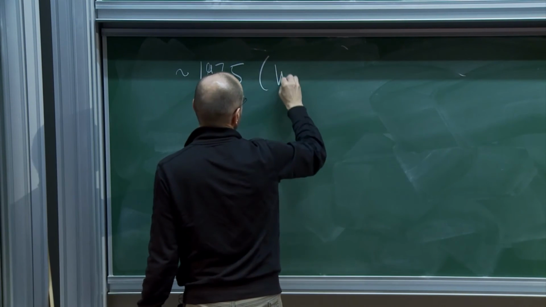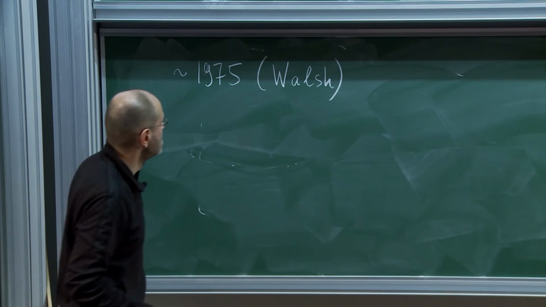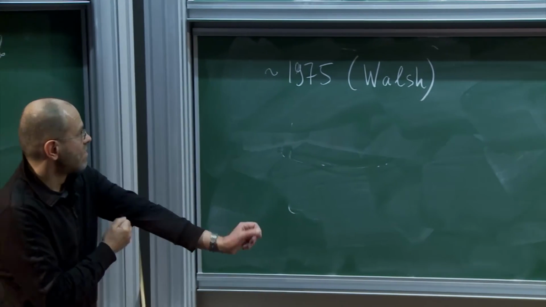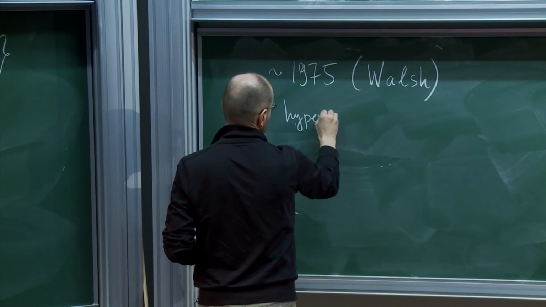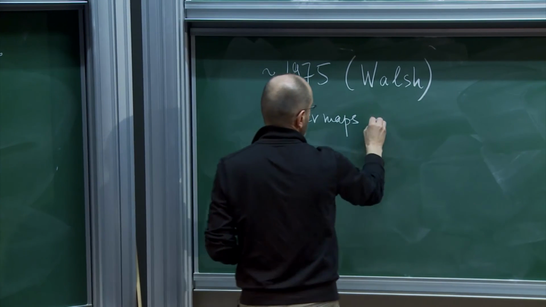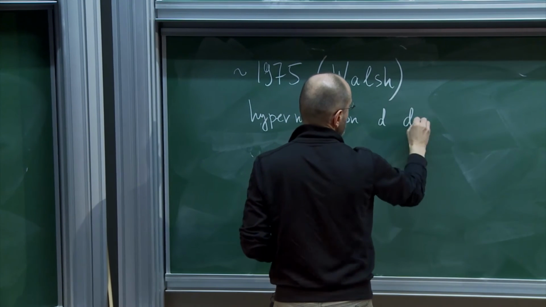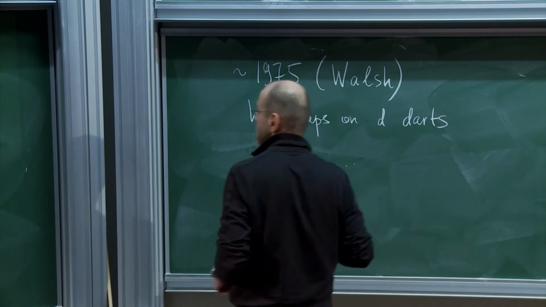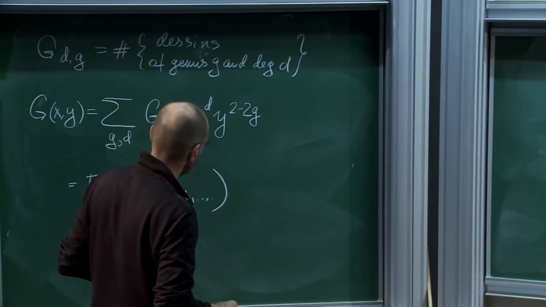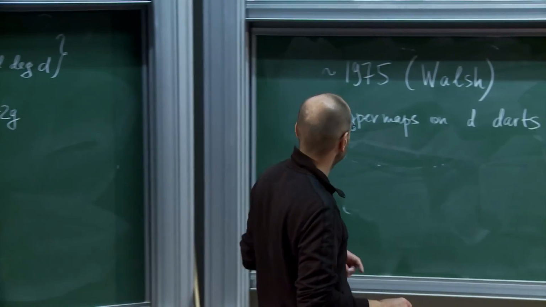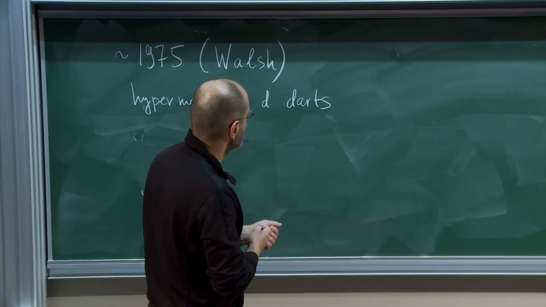by a combinatorialist. His name is Walsh. He formulated the problem of computing the so-called hypermaps on D darts. Combinatorially, this is the same problem as the enumeration of Grothendieck dessins. What are hypermaps? There are several definitions possible, but the simplest one is like this.